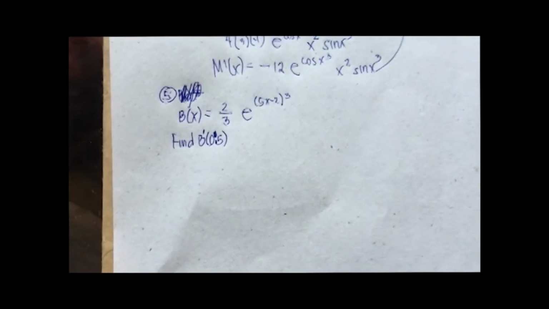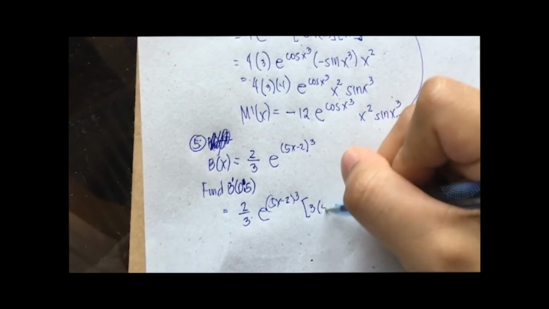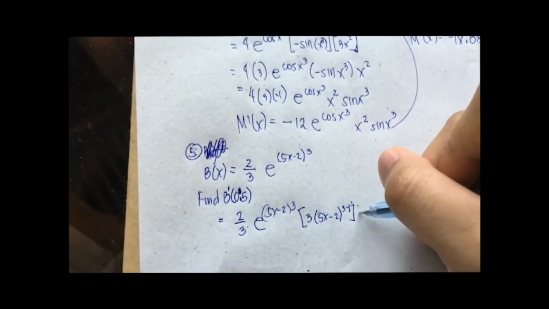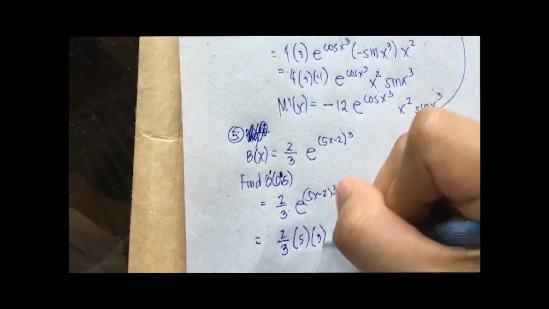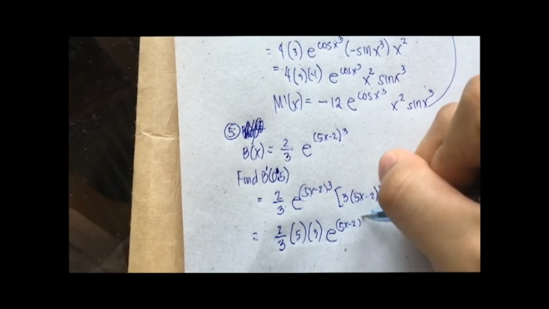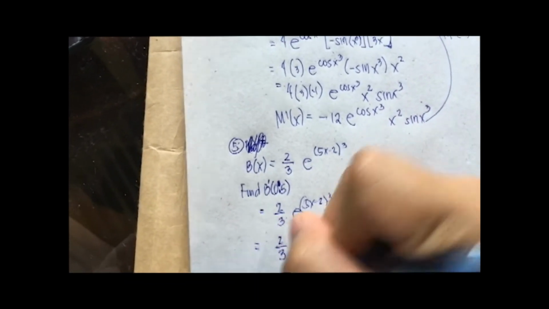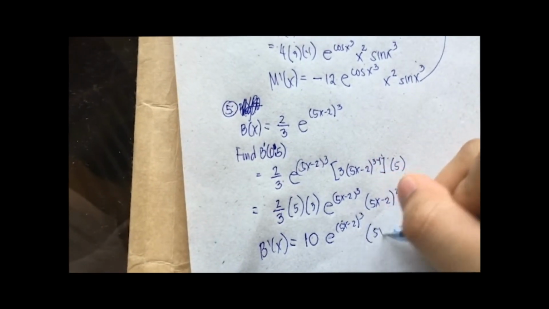Example number 5. And for our fifth example, let's get the derivative. There's a constant 2/3, times the derivative of this one, which is still the same. Next, the derivative of the exponent: 3 minus 1. Then, times the derivative of 5x, which is 5. Rearrange. Two thirds times 5 times 3, e raised to 5x minus 2 cubed, 5x minus 2 squared. So, you have 2 times 5 times 3 over 3. So, you have b prime x: 10 e raised to 5x minus 2 cubed, times 5x minus 2 squared.